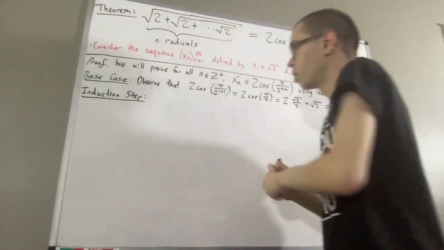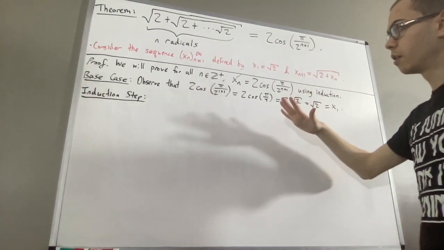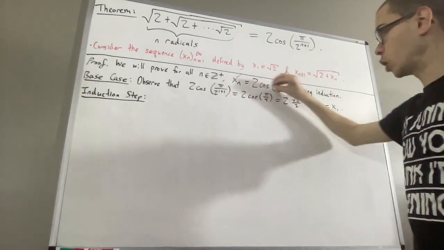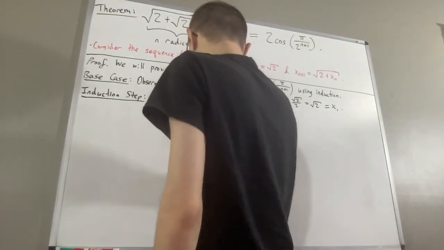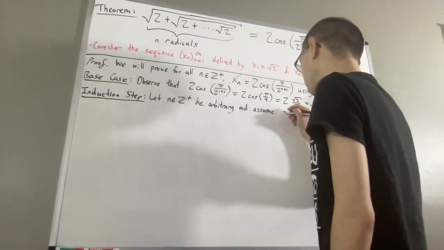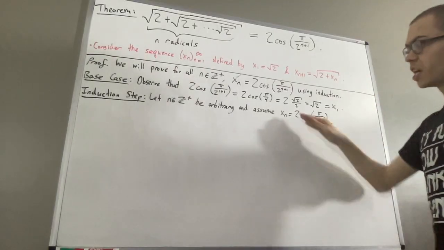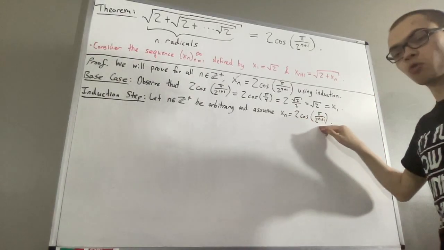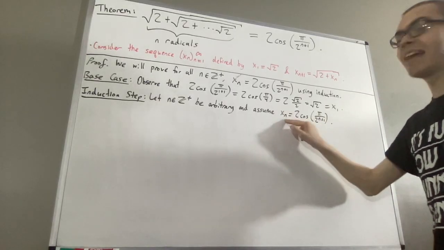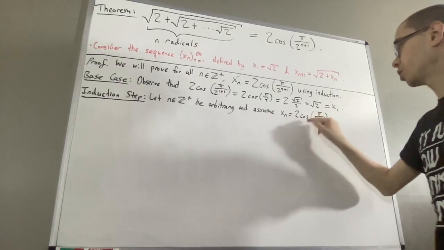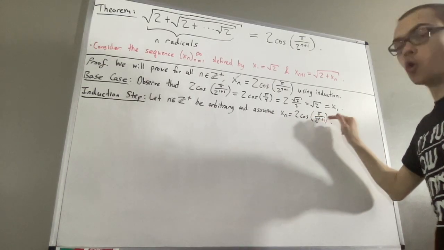In the induction step, we give ourselves an arbitrary positive integer n. And we assume that this equality is true for that arbitrary positive integer n. And the whole goal of the induction step is to show that this equality is also true for n plus 1. So we want to show that x_(n+1) is equal to 2 times the cosine of pi over 2 to the power of n plus 2.